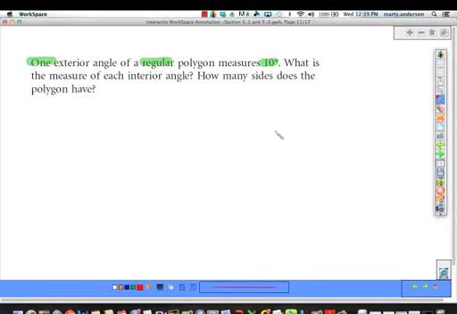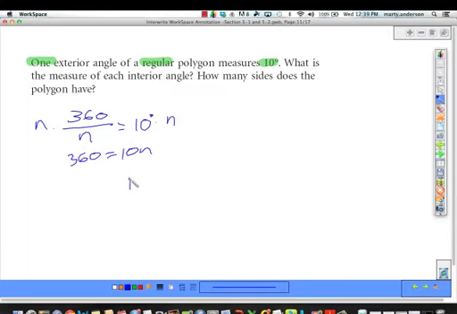There's more than one way to do this problem, but if it's talking about one exterior angle, you're talking about 360 over n. That was the formula we just created for one exterior angle. And if that's equal to 10 degrees, there's a few different ways we can do this problem. We can multiply both sides by n, and then we have 360 equals 10n, and n equals 36. That's one way that we can figure out the number of sides for this angle.